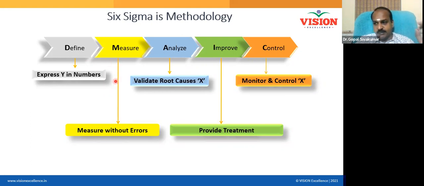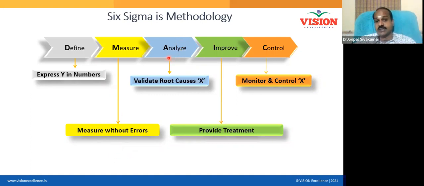So during the measure phase, it is very important you measure without error. Why should you measure without error? Then only you understand the correct intensity of the problem. The correct intensity of the problem is technically called baseline performance. What is the actual level of performance in terms of sigma level, in terms of Cp, Cpk, in terms of Pp, Ppk, in terms of DPMO, in terms of yield, whatever it is, it's all one and the same. They're all connected. You will gain the clarity, right? So baseline performance is understood.